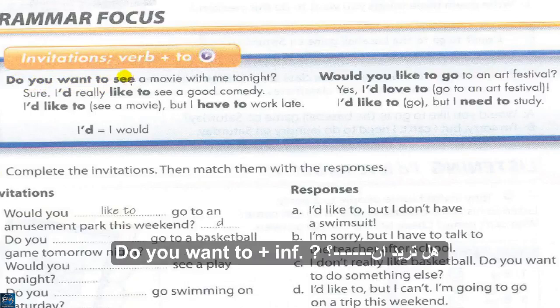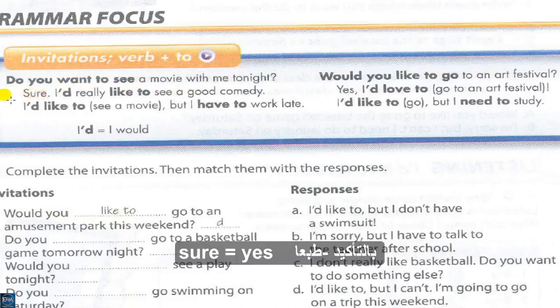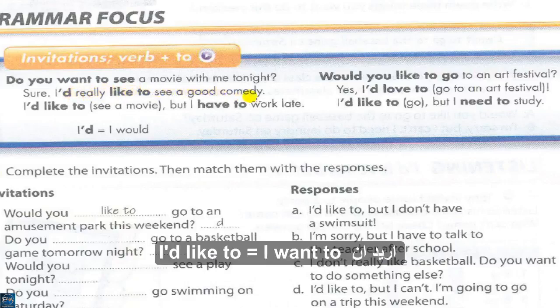Main verb, infinitive. Do you wanna see a movie with me tonight? Sure, of course. That means yes. I'd really like to see a good comedy. I'd really like to. I want to see a good comedy movie. A good comedy film.